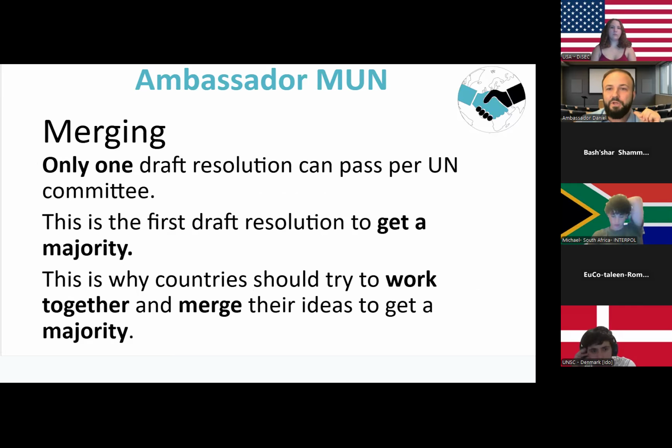Finally, merging. Only one draft can pass per UN committee. The first draft resolution to get a majority. So countries should try to work together to merge their ideas to get a majority, and keep your eyes on the vote count. Okay? If you don't have the numbers, it doesn't matter how good what you write is. If you don't have a third of a quorum signed on the document. Now, by the way, signatories and even sponsors don't have to vote for the document. It makes sense if you worked on it, but you can sign it just because you want to see it discussed. So that's also something to keep in mind.